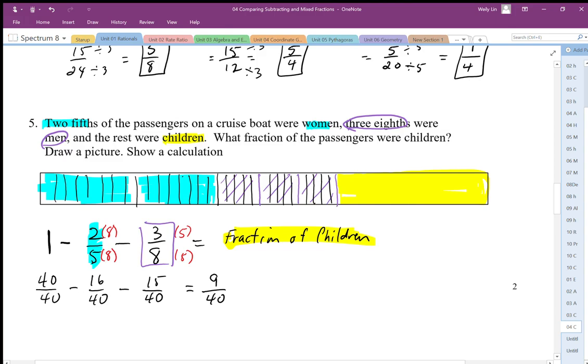Okay, and again, my divisions are the same. So this is going to represent 9 out of 40. That's the fraction of children that end up being left over. Okay, so 9/40 of the boat are children. So maybe I should write this properly. 9/40 of the boat are children. Okay.